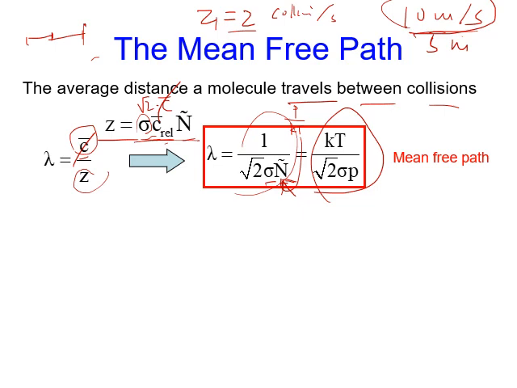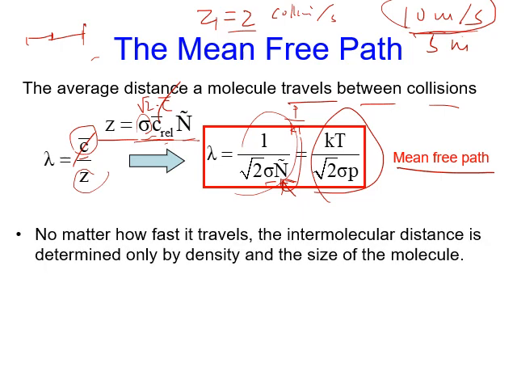Okay, so now mean free path is the average distance between collisions. So this is also a measure of intermolecular distance. This equation tells you that no matter how fast it travels, because the average speeds cancel each other, this equation does not have the speed. Speed does not affect mean free path.